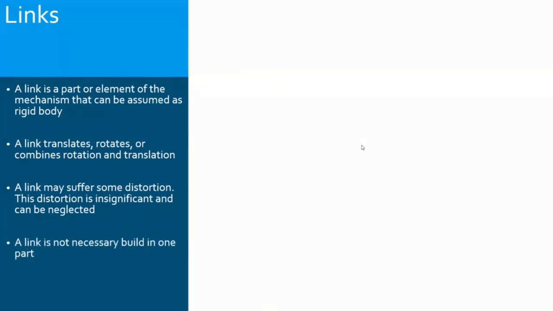Now, a link is not necessarily built in one piece or in one part. Sometimes we draw the link as one part, but behind this schematic, it is not necessarily manufactured in one part. Links can be built through multiple parts, but for the mechanism, these parts are tightly assembled, by welding for example, or by other means. If they are tightly assembled, the parts cannot move relative to each other, so the whole assembly can be considered as a rigid body. Sometimes they are not tightly assembled, but the assembly is such that they cannot move relative to each other. In that case, we can assume the link as a rigid body.